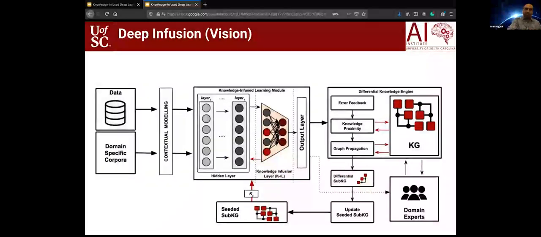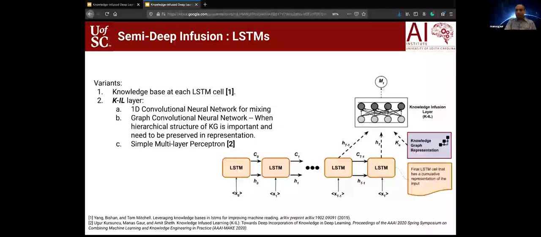But deeper infusion is basically the vision that we are making. The reason is that in the previous process, the knowledge graph representations are being added to the hidden representations in terms of addition, multiplication, concatenation, or you can use a multi-layer perceptron as a way of mixing it.